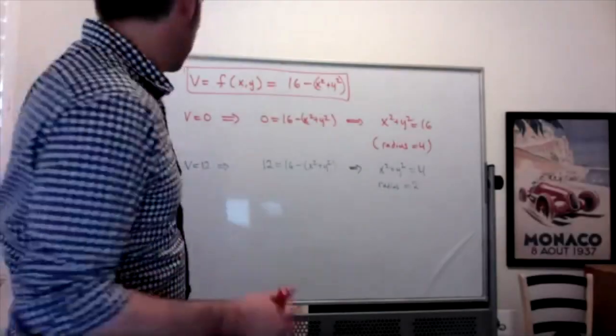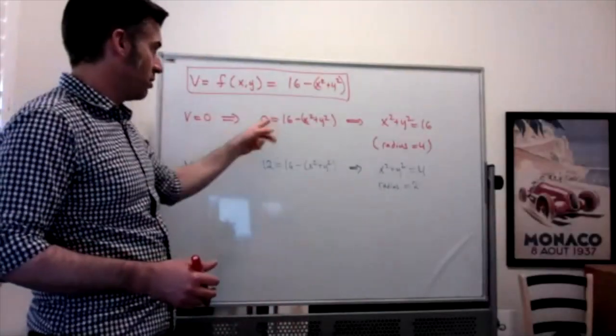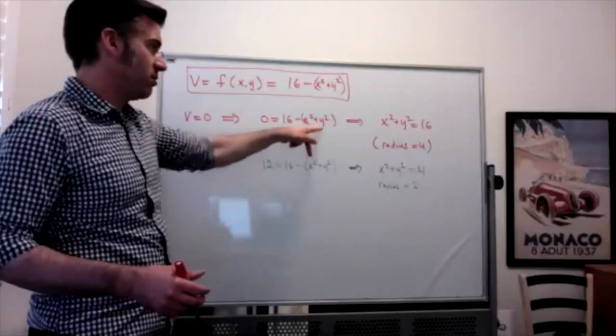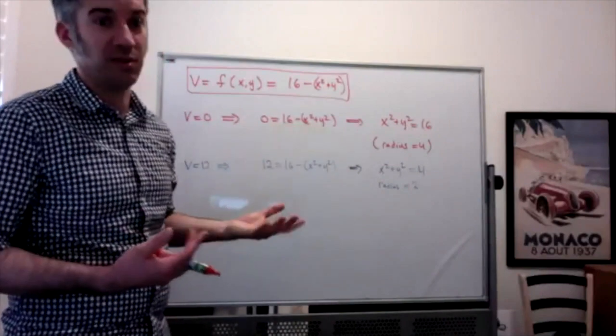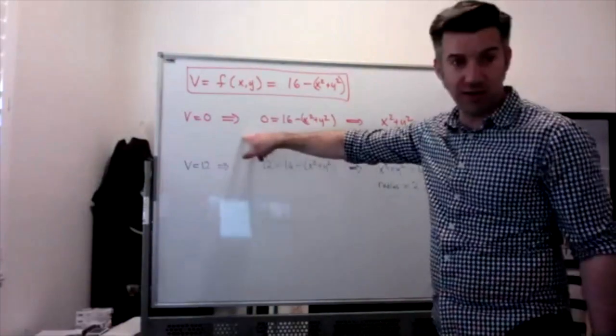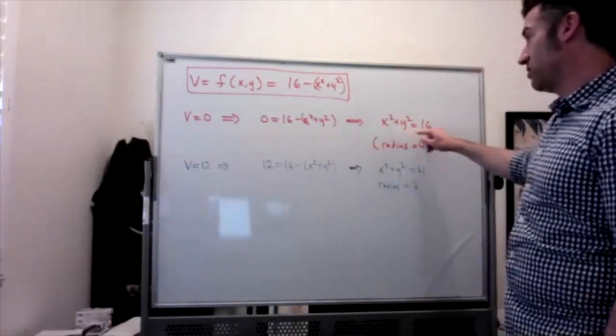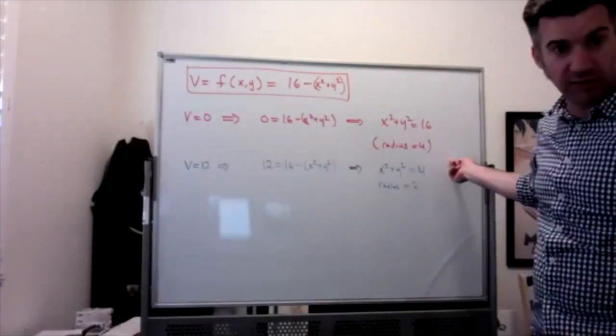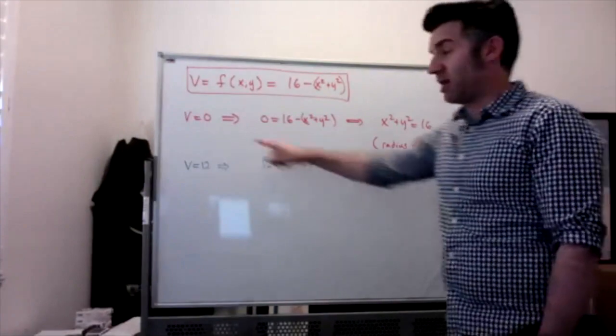For v equal to 0, we set the function equal to 0. 0 equals 16 minus x squared plus y squared. I see an x squared plus y squared, so I'm going to make that on its own. I'm going to add x squared plus y squared to the left. So then x squared plus y squared equals 16 gives me a circle of radius 4. That's for v equals 0.